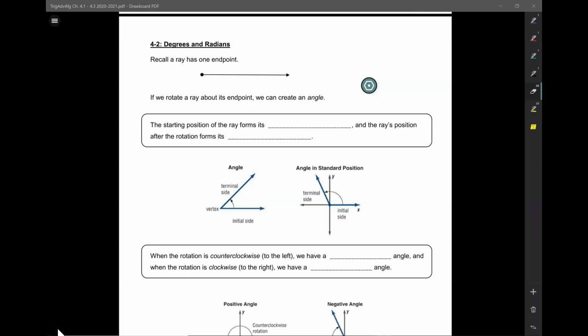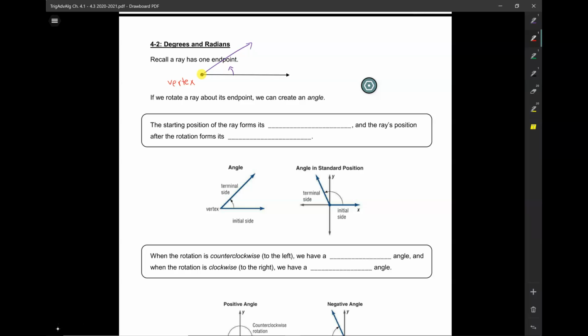Hi, so today we'll be working on the first part of 4.2, and we're going to talk more about angles. If you have a ray like this, and you clone that ray and start to rotate the ray, you create an angle. The angle is created when the endpoints of the two rays connect, and we call that the vertex.